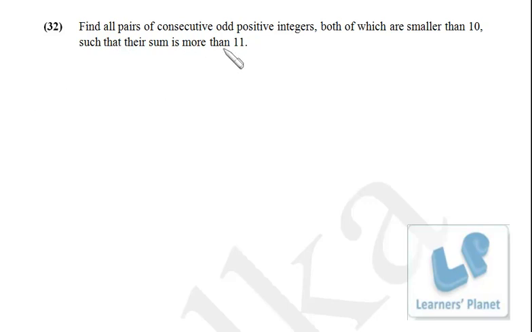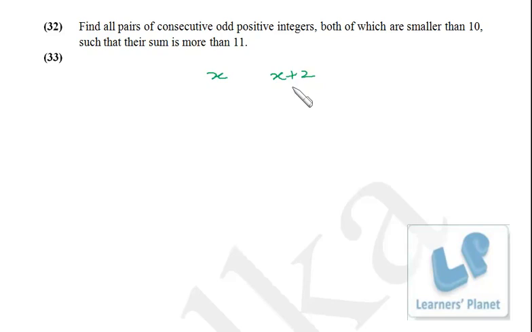Find all pairs of consecutive odd positive integers, both of which are smaller than 10, such that their sum is more than 11. Now, consecutive odd positive integers. If one integer is x, then the other must be x plus 2. See, consecutive odd integers, that means the difference between the two is 2 only.